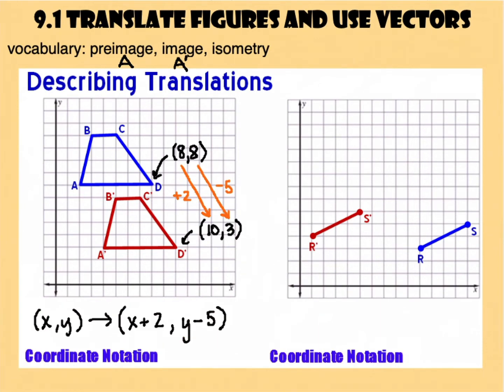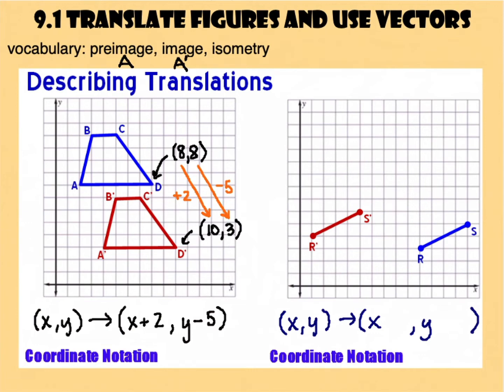On the next example, can you tell which one is the original? Which one is the pre-image? The pre-image is the one that has just the regular letters, segment RS. And so segment RS slid or was translated to segment R prime S prime. And then we would say that that is left and up. And we're going to try to describe that in coordinate notation. So if you look at point R, it has an x and a y value. What happens to its x value and what happens to its y value? That's what we want to write for our coordinate notation.